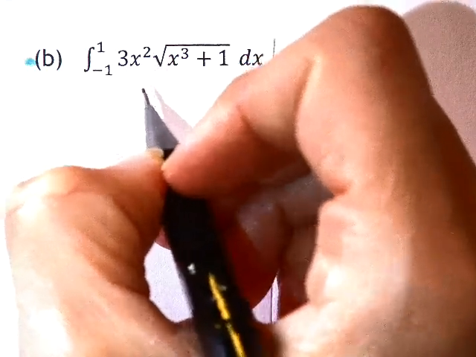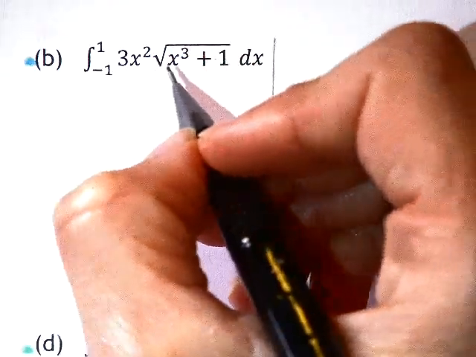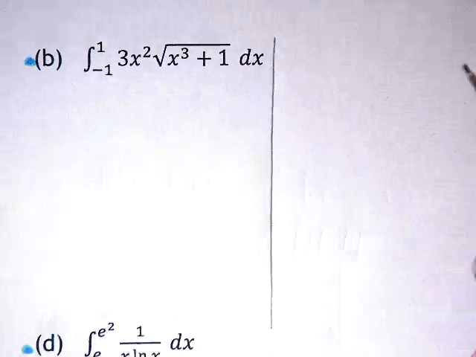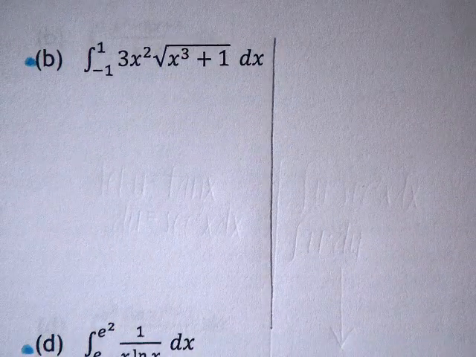So you can tell that our general rule of thumb, go for whatever's inside of the square root or inside of the chain, is still a good way of choosing our U. So we'll start with defining our U. U is going to be x cubed plus 1.